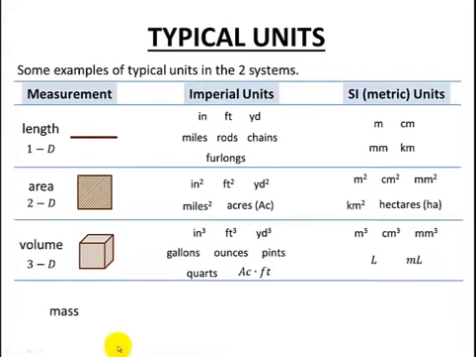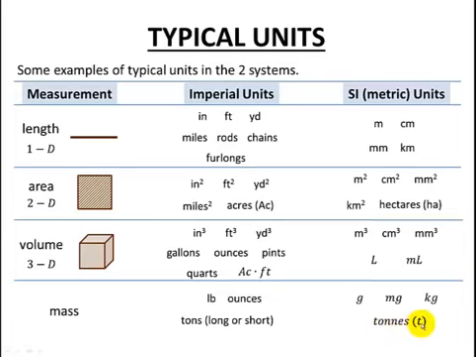Let's take a look at mass now. Now, mass is when we're weighing something. So in the imperial system, we have pounds. LB is the abbreviation for pounds. We've got ounces, we've got tons, and we have long and short tons. And we have to know when we're dealing with one or the other. In the metric system, we have grams, milligrams, kilograms, and then metric tons, spelled T-O-N-N-E-S, or abbreviated just T.